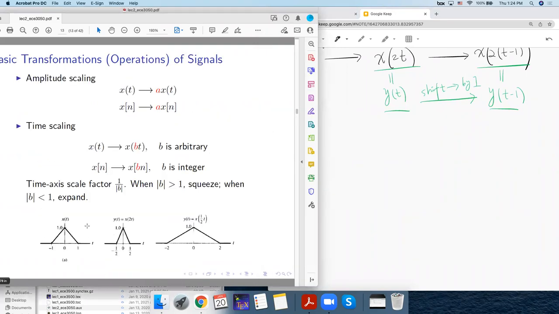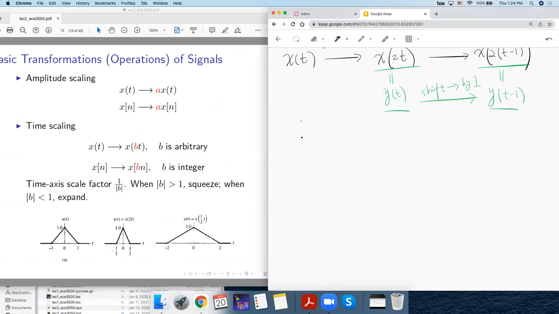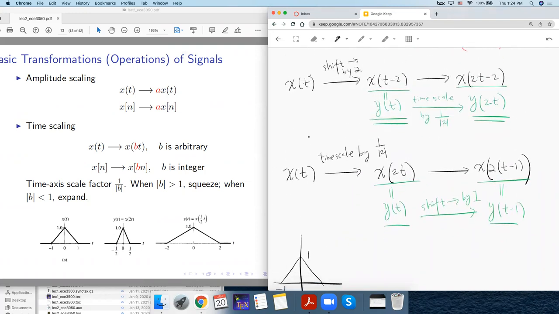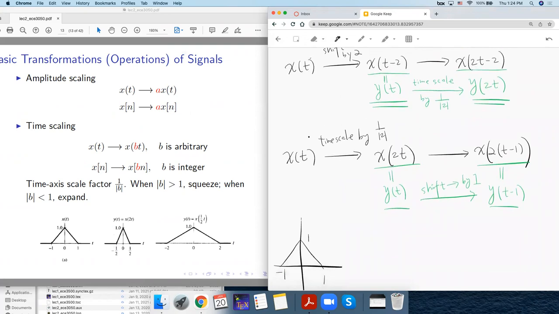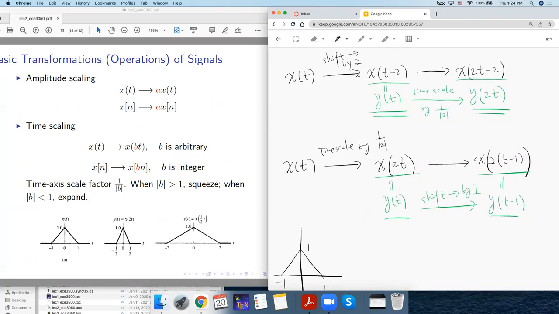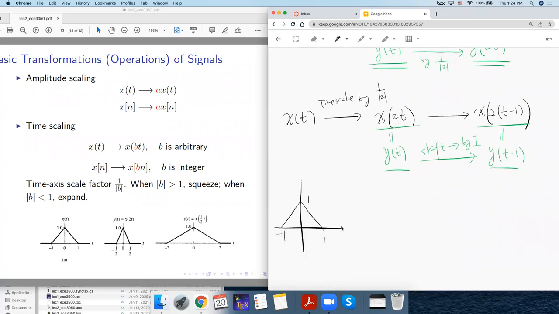Yeah. And we can verify this by looking at this example. We have this triangular signal, negative 1, 1, 1. And we can follow the 2 paths, apply these operations, and see if we can get the same final signal. It should be the same if this is correct. So we're first shifting by 2, and then squeezing by 1/2. Shifting by 2, we have negative 1 plus 2, we get 1. 1 plus 2, we get 3.